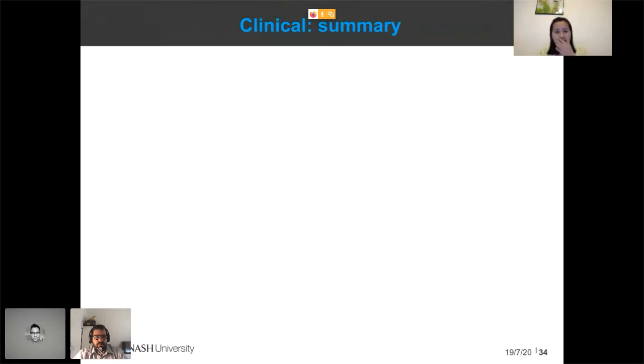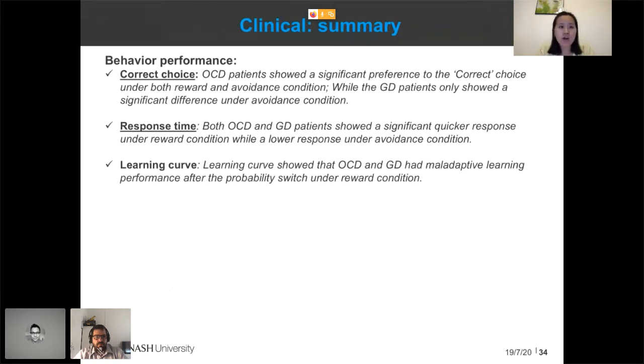I'll give a summary of the clinical findings. For the behavior performance in the learning task, OCD patients showed a significant preference for the correct choices under the reward condition, while the gambling disorder patients showed maladaptive learning, with significant differences under the avoidance condition.